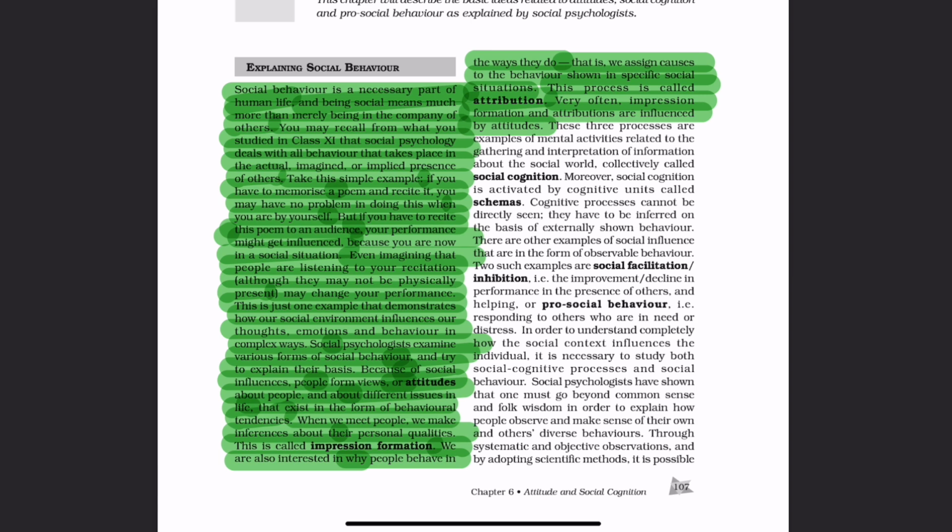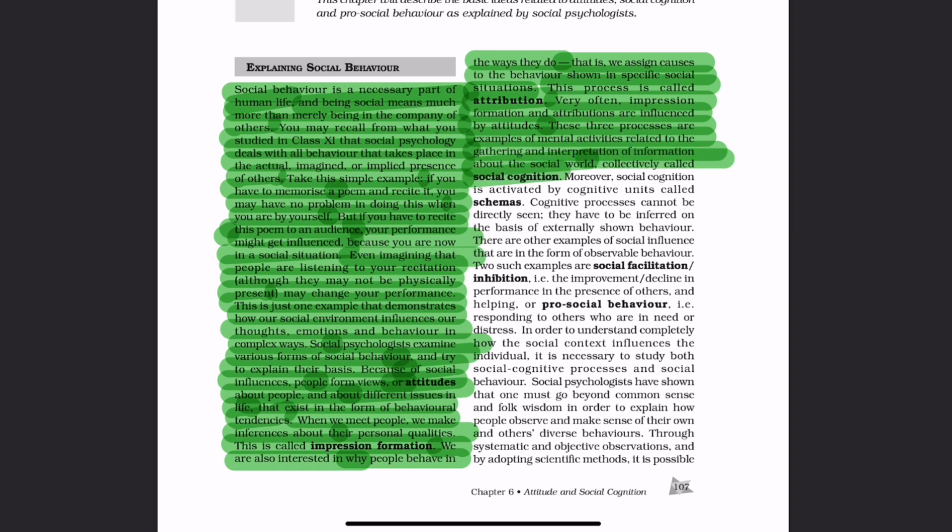That means you will create an image, that is, impression formation: you are creating an impression, and then you will try to find out the attribute. Attribution process means you will find out why they are like that. So all these things are interrelated. These three processes are examples of mental activities related to gathering and interpretation of information about the social world, collectively called social cognition.